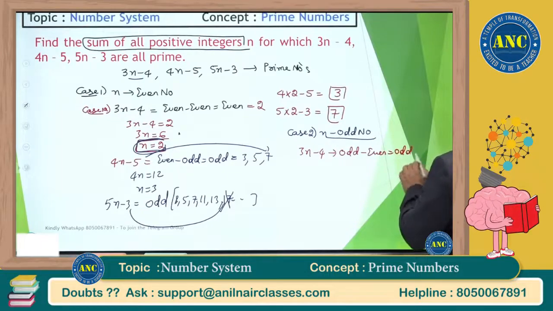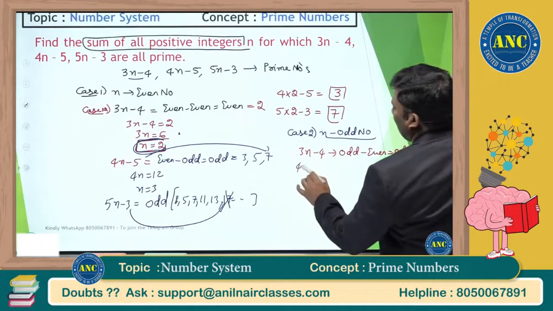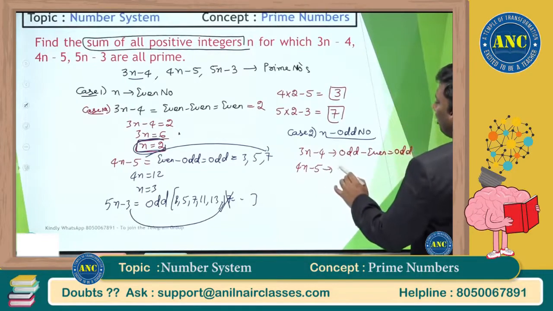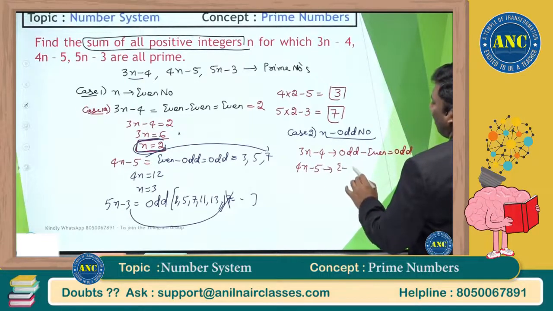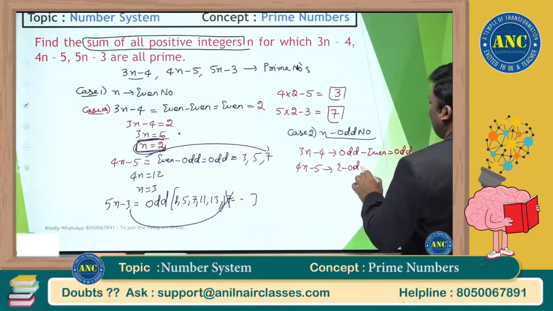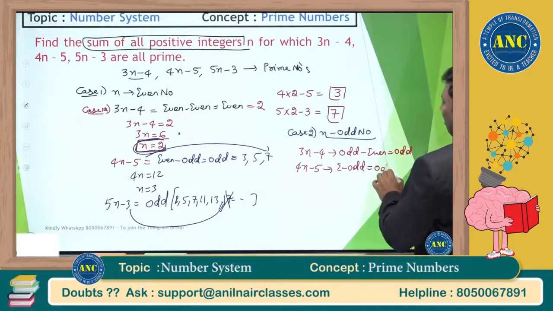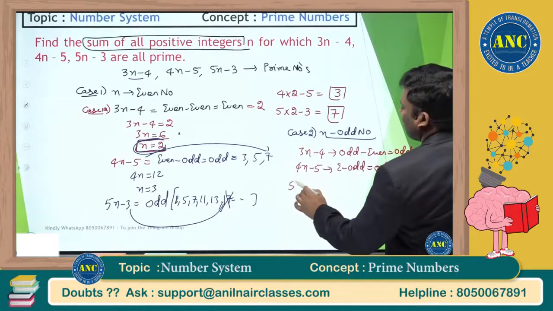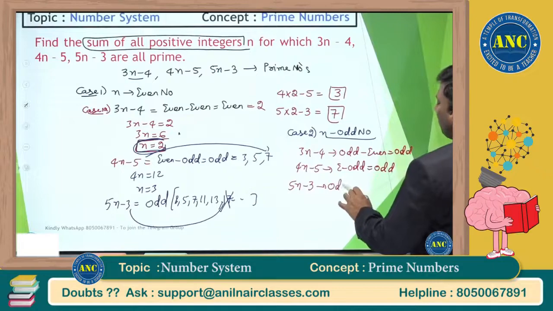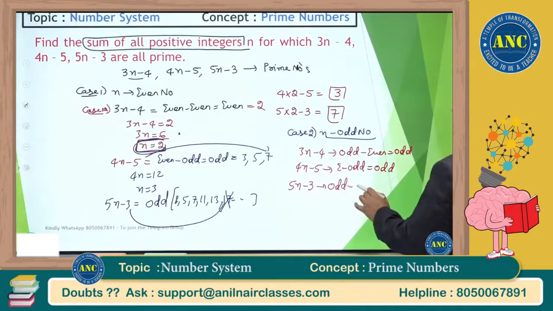Odd minus even, it is odd. Let us see, 4n minus 5. 4n minus 5, even into odd is even, minus 5. 5 is an odd number. Even minus odd is an odd number. 5n minus 3, odd into odd is odd, minus 3. 3 is an odd number. Odd minus odd is an even number.